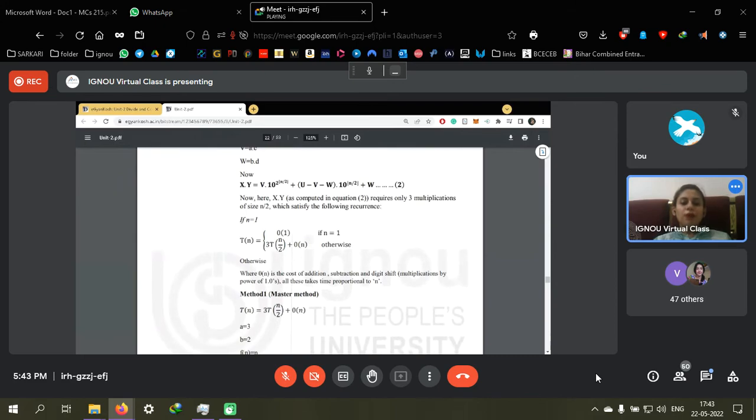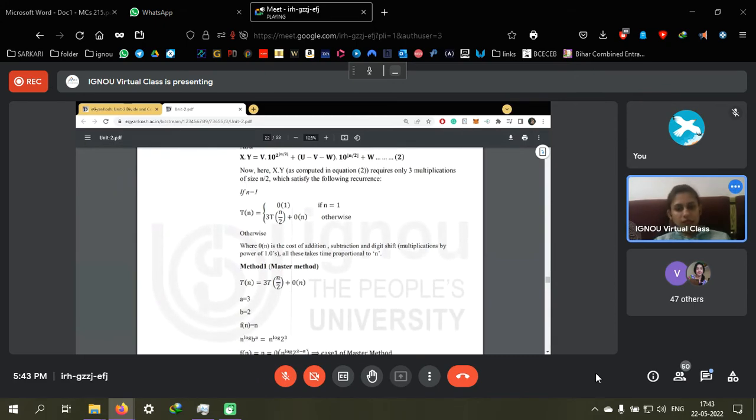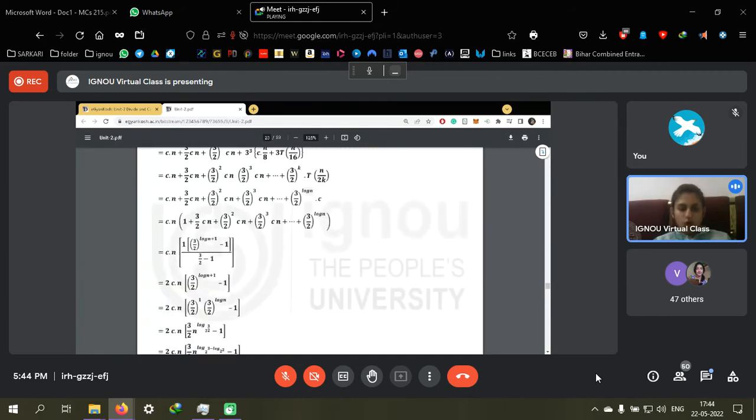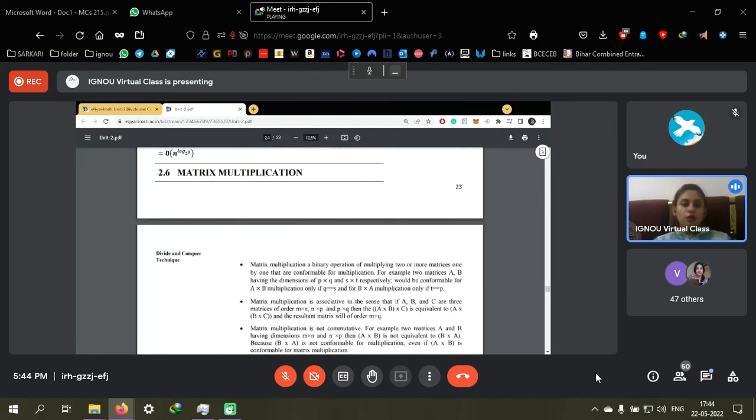So here is the master method for the same integer multiplication and the substitution method also. So it's my request to do all the terms in your homework, because I already completed how to solve a master method, how to solve a substitution and tree method. So I'm not wasting time to do all the methods for all the terms. So you have to do it by yourself.